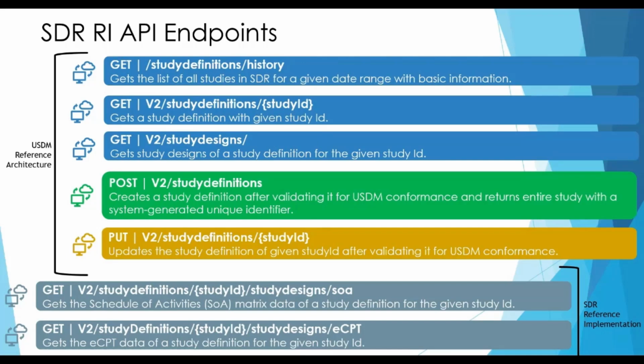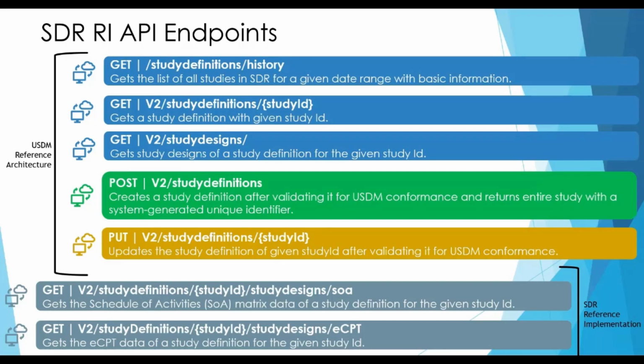The POST and the PUT endpoints allow user to create and update study definitions that conform to a specific USDM version. The system performs basic conformance, ID uniqueness, and reference integrity checks before creating a version of the study definition in SDR. The SOA and the ECPT endpoints are additional feature endpoints built into the SDR reference implementation to cater to building schedule of activities and drafting the common protocol document respectively.